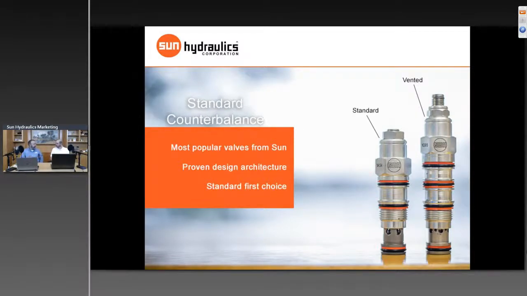Tell me about what is a vented valve? What does that mean? Sure. The vented valves are a special subset of what we consider a counterbalance valve. The standard, the most common counterbalance valves, again, are the 3-port non-vented.